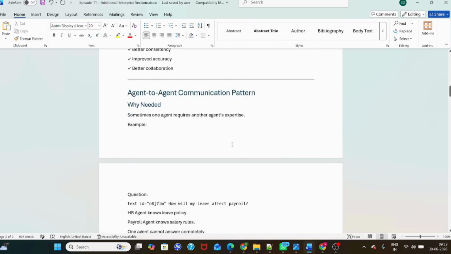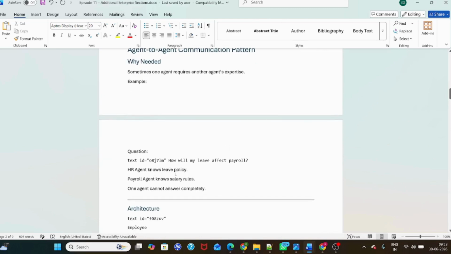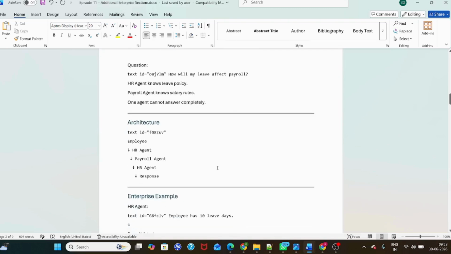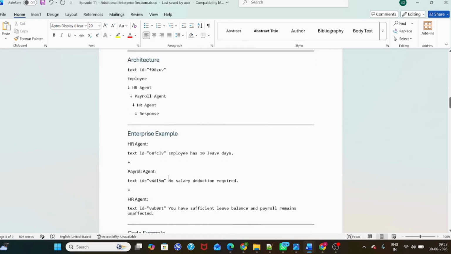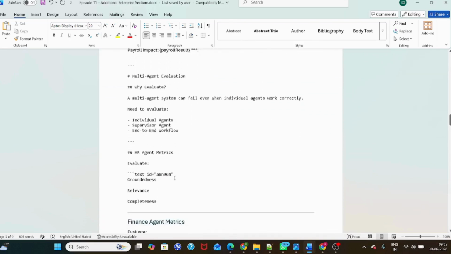Then agent-to-agent communication. You are already doing this through the supervisor, but with agent-to-agent communication, the agent knows the leave policy for payroll. One agent cannot answer completely, right? So agent-to-agent communication is required to use another agent's expertise. Employee, HR agent, payroll agent, HR response. So remember these patterns.